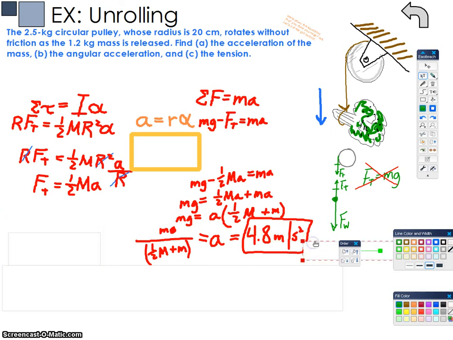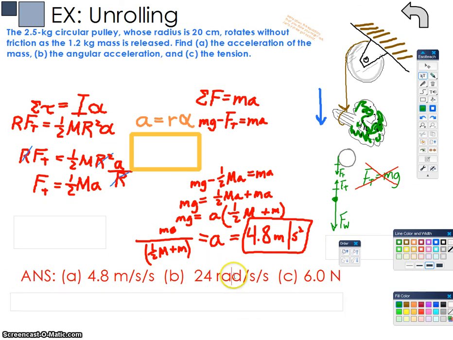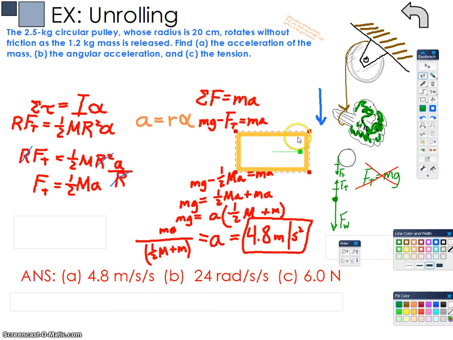4.8 meters per second squared is the linear acceleration. Now it's going to be easier to find the angular acceleration. 24 radians per second squared. How? Just plug into here. In other words, divide that 4.8 by the 0.2. Then the tension is easy to find. Because look, I have an expression right here where I know everything except the tension. Can plug back into that and you get 6 newtons.